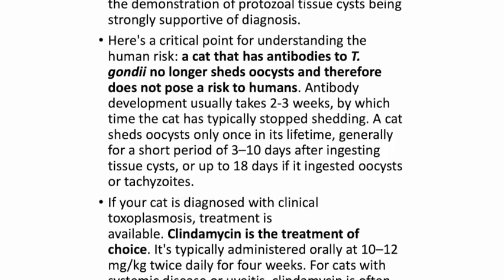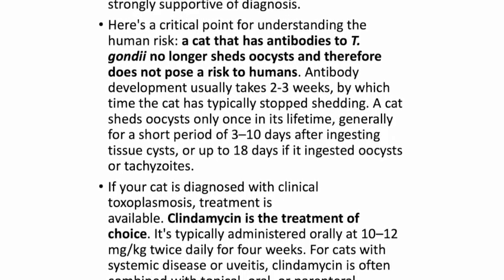Here's a critical point for understanding the human risk. A cat that has antibodies to T.